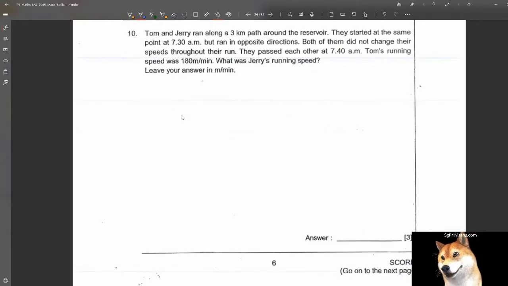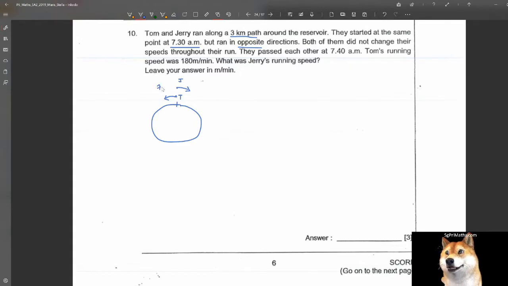Question 10. Tom and Jerry ran along a 3 kilometers path around the reservoir. So the total distance around the reservoir is 3 kilometers. They started at the same time, at the same point, at 7:30 a.m., in opposite directions. So we can see a reservoir, probably a circle, and this is the start. Let's say Tom runs this way, then Jerry runs this way.